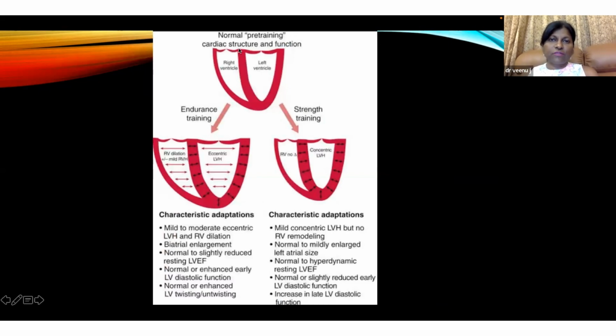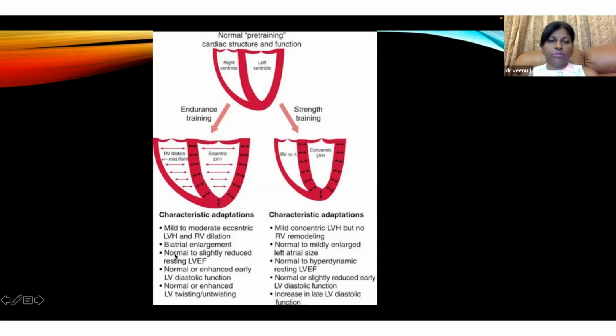You can see here the size of the heart pre-training. You can see the LV and the RV. So when we look at endurance training, like how I have already explained, endurance training is going to cause both LV and the RV to dilate slightly. Both of them are going, because volume increases. Next is both of them are going to thicken. The walls are going to thicken, so there will be some amount of left ventricular hypertrophy and right ventricular hypertrophy, which in turn will also increase the size of the left atrium and the right atrium.